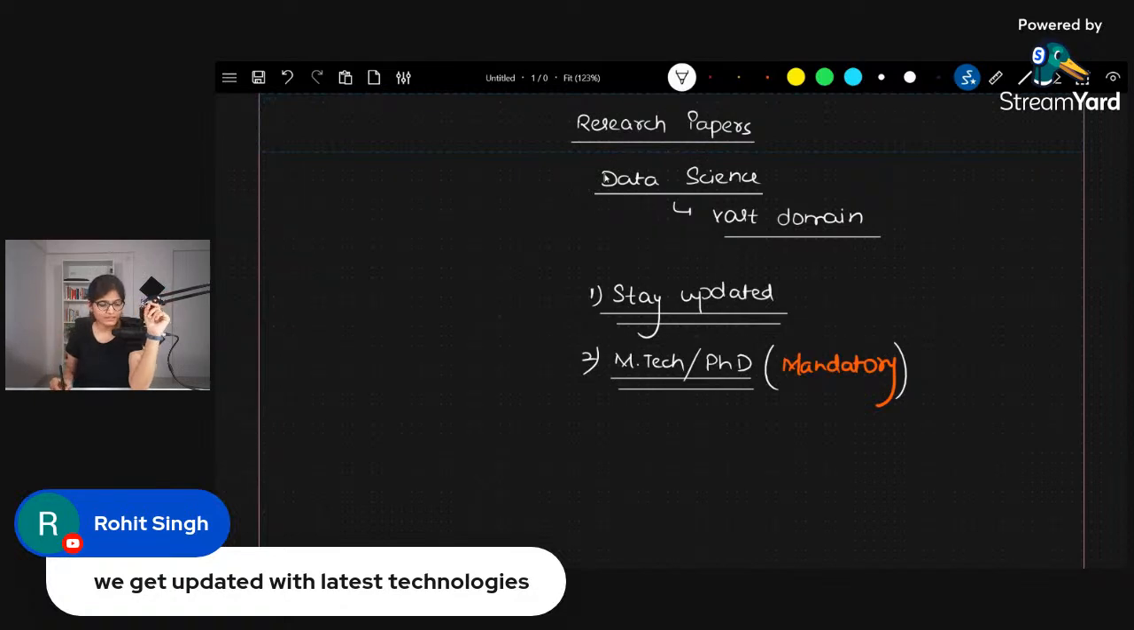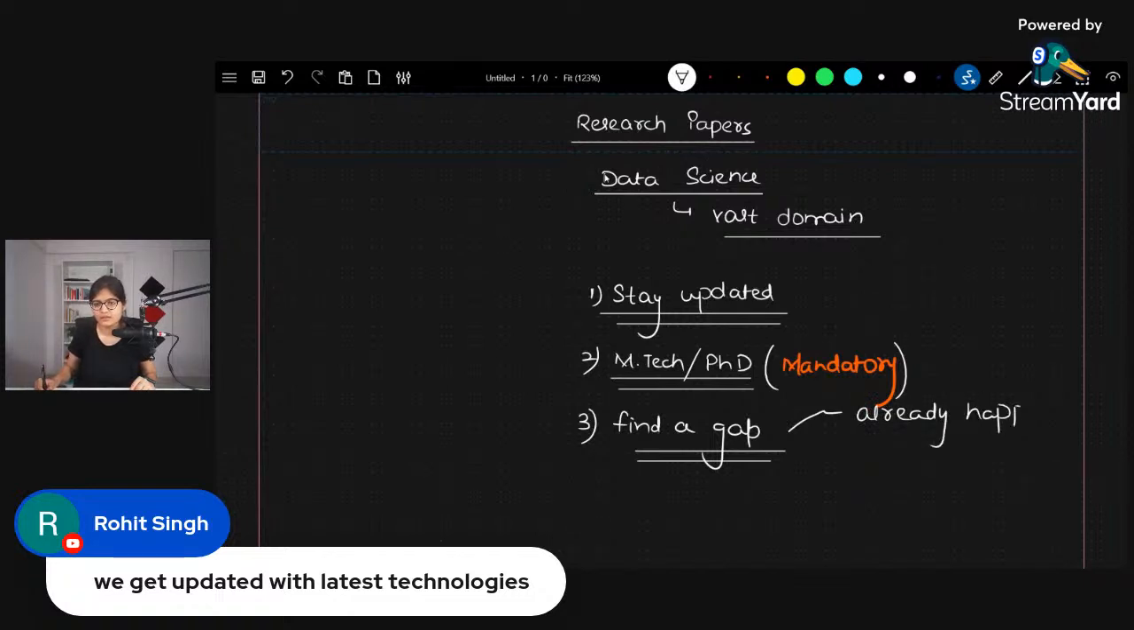The third important thing, as I told you, is that research papers will help you find a gap. What is the meaning of this? What things have already happened, and what things we need to develop. You will be able to find this gap only once you start reading research papers.